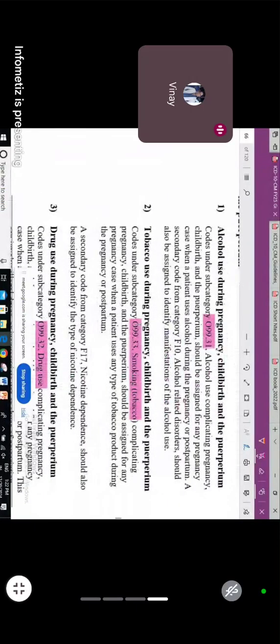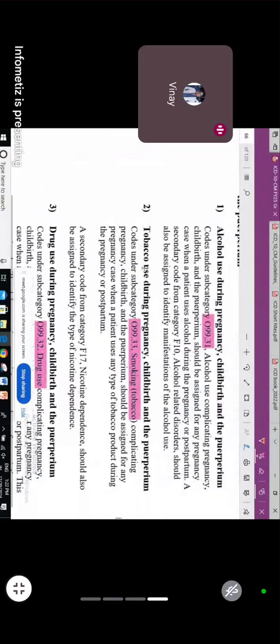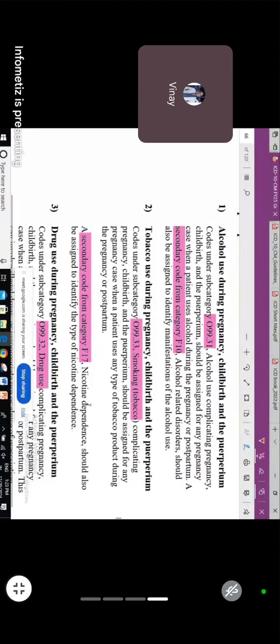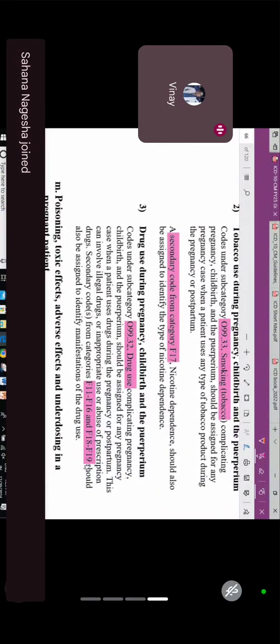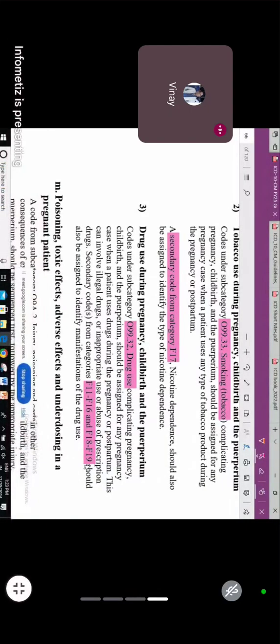For F10 for alcohol, you can code a secondary code from the category F10. Similar way, secondary code from F17 for nicotine dependence. Secondary code for F11 to F16, F18 to F19. That is for drugs. What kind of drugs you like? Cannabis, opium, heroin, cocaine, marijuana, everything we have a code. Okay? So this is also a complication.